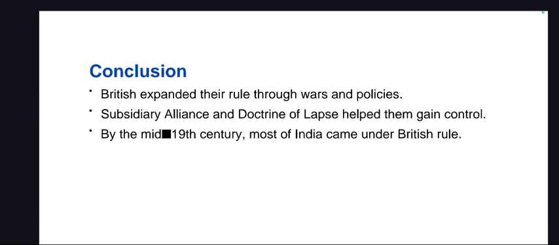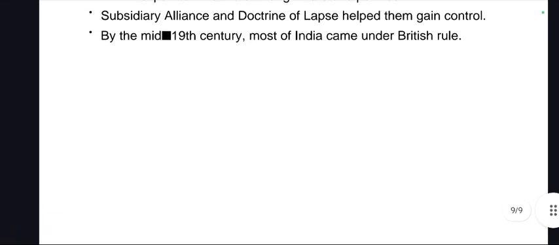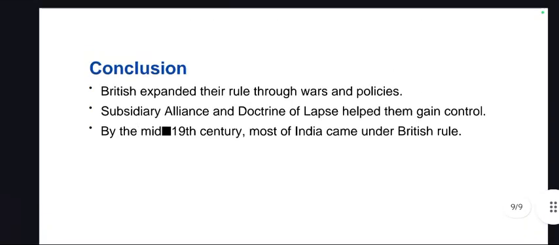The British expanded their rule through wars and new policies, and the subsidiary alliance and doctrine of lapse helped them to gain control. By the mid 19th century, most of India came under British rule. And after this, we can say how the British extended their kingdom in India, and we have the Anglo-Sikh wars. We will discuss them in our next video.